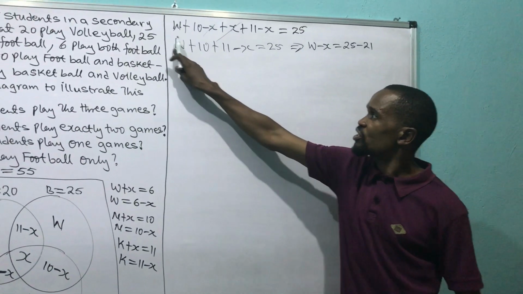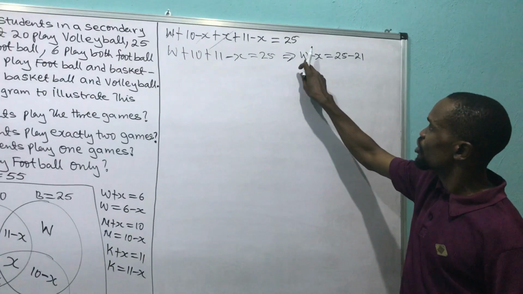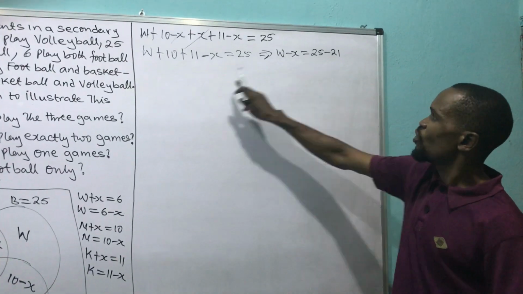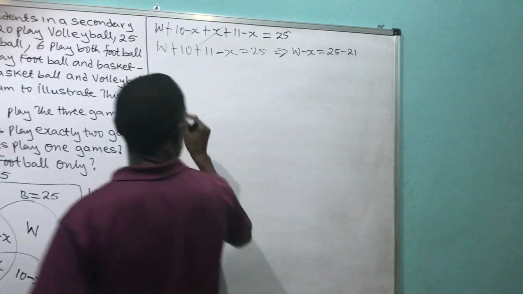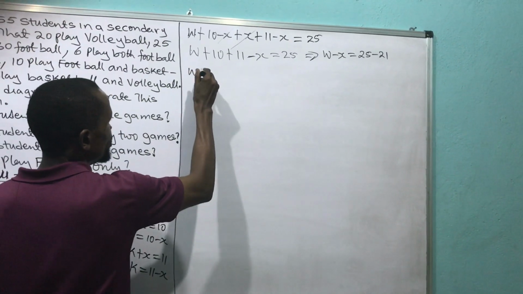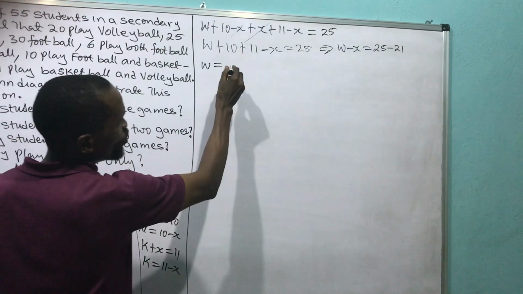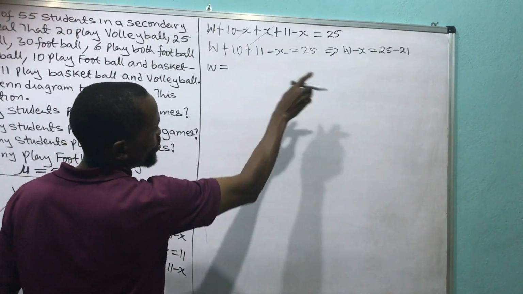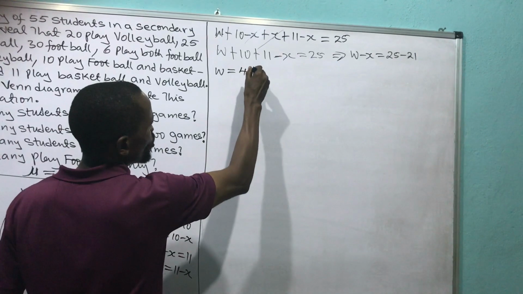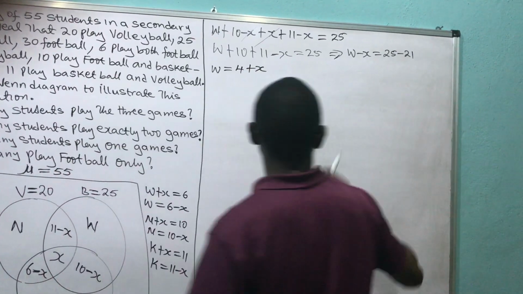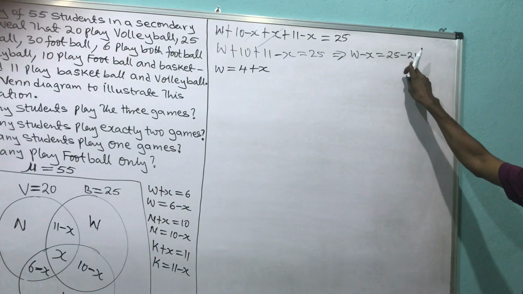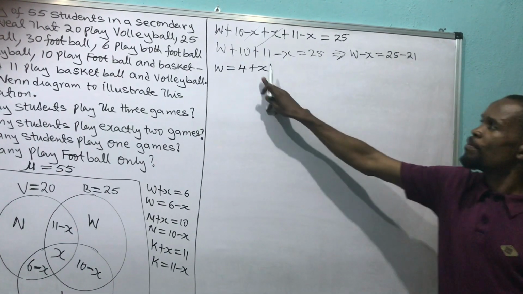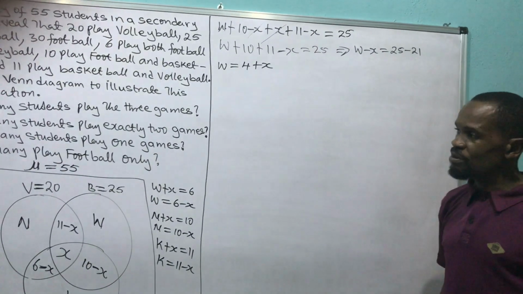The one that is plus is W. Look at this. Plus W minus X equals what? This plus this, 21, goes over there. Then my W will be equal to 25 minus 21. This will give me 4 plus X. That means W, making it the subject of the formula. This minus this will give me 4. This coming over here becomes plus X. Then I've got my W.